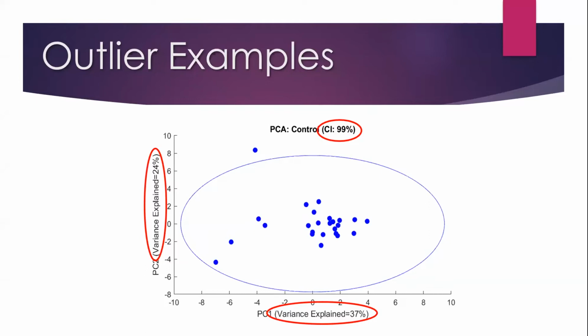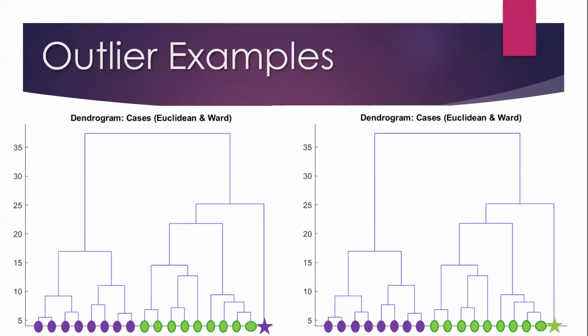Again, look at the variance explained on your axes, and make sure this is at least 50%. Then, depending on how repeatable you expect your samples to be, you can set your confidence interval to 95, 99 in this instance, or 90. I would not go below 90. You can also use cluster analysis.